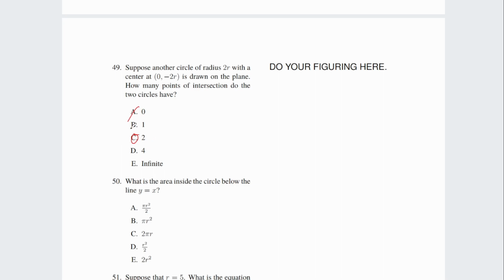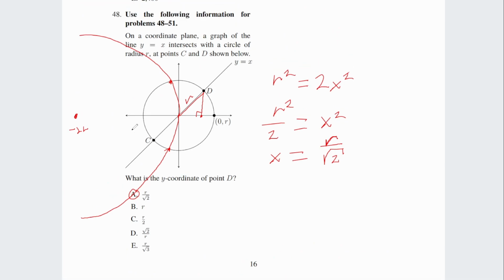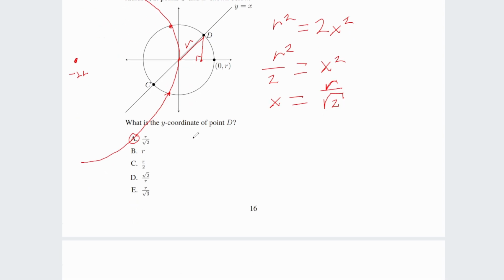1 point of intersection would mean that the circles touch exactly once. There would be 1 point of intersection if our new circle had the same radius, had radius r, and had a center at minus 2r. But we know that they touch at more than one point, again, because we know that this circle goes straight through the origin.